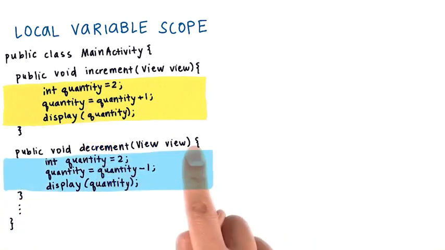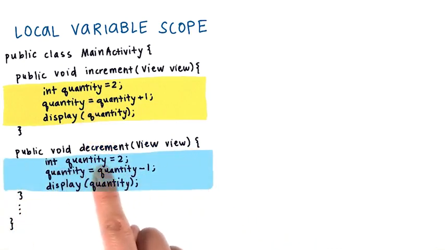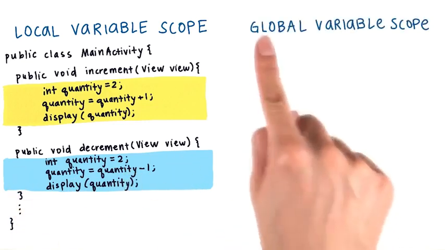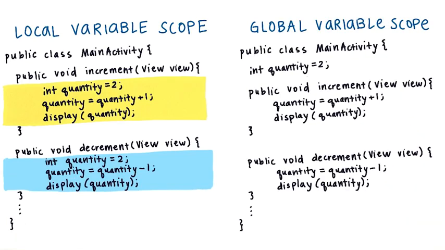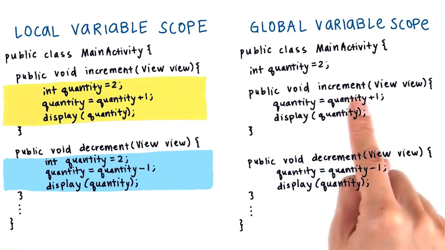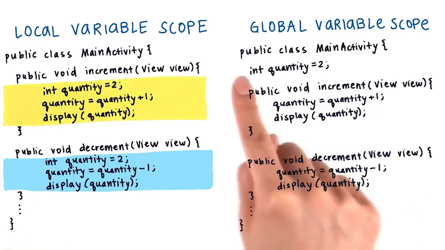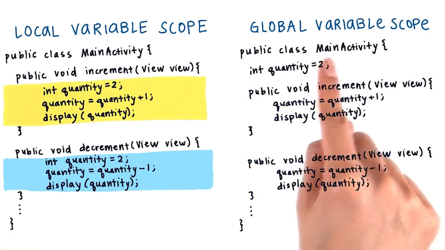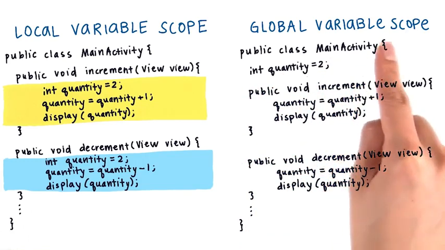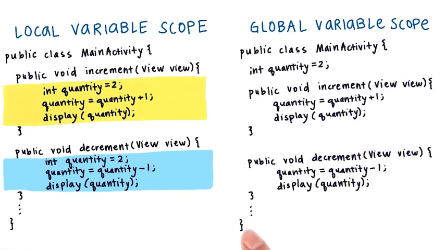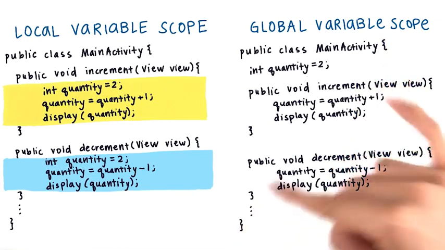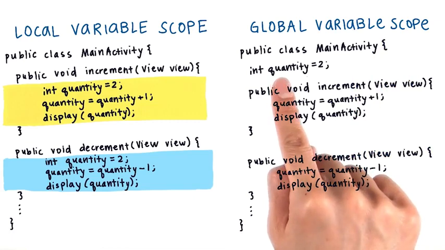Similarly, this is the variable scope for the local quantity variable declared in the decrement method. Within this method, you can display the variable and update the variable, but beyond the bounds of this scope, you can't reference it. In the updated code with a global variable, this is what it would look like. Instead of declaring the quantity variable in the increment method, we've pulled it out to be declared at the top of the main activity. It's declared within the opening and closing braces of the main activity. So anything inside the main activity will know about the quantity variable.